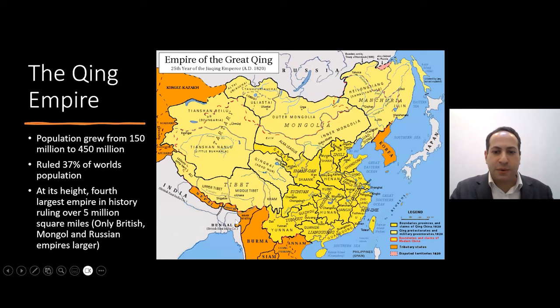So the Qing Empire at this time is at the absolute height. This is China at its greatest extent. The population grew from 150 million to 450 million. It ruled 37% of the world's population. And at its height, it was the fourth largest empire in history, ruling over 5 million square miles. Only the British Empire, the Mongol and Russian empires were larger. So this is a really important period. This is the absolute height. And indeed, much of the borders of present-day China were really formed from this period, or at least the borders of China and the Republic of China are claimed from this period.